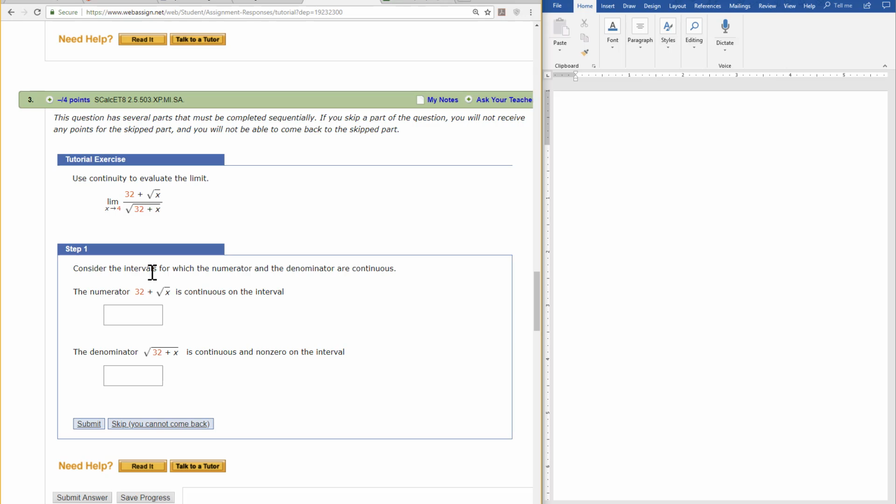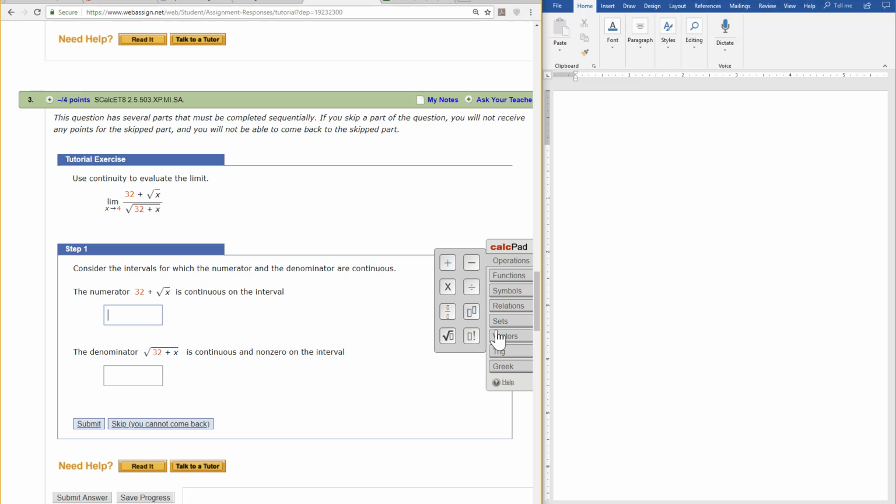So consider the intervals in which the numerator and denominator are both continuous. So when is this continuous? It looks like it'll be continuous everywhere except for the places where this would be not defined, and it would be not defined when x is less than 0, when x is negative.